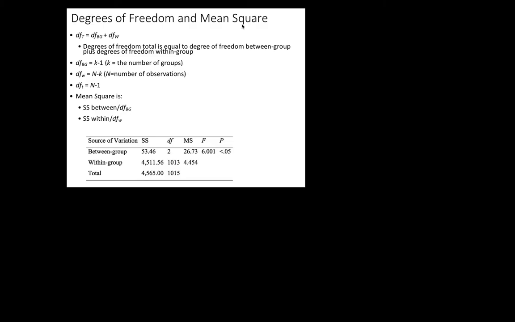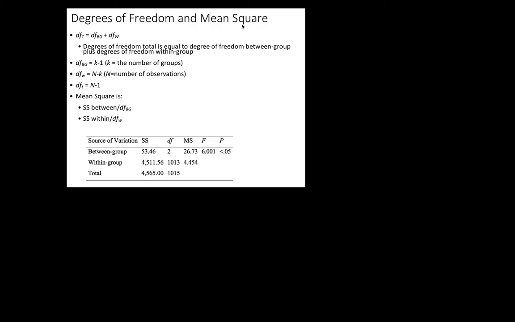And then we have degrees of freedom within group is equal to listwise n minus k. And n is the number of observations in your data. And in our case, the total number of observations was 1,016. So 1,016 minus 3 is 1,013. And that's where we get this number. And then we sum those up because degrees of freedom total is equal to between group plus within group.